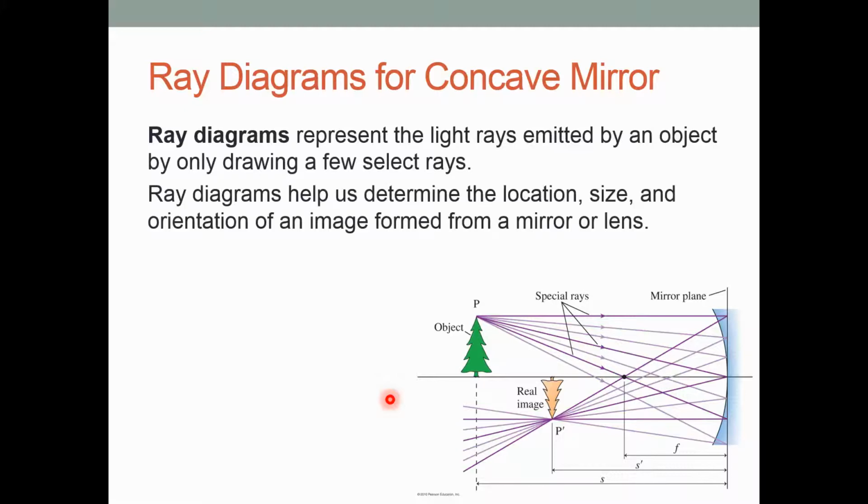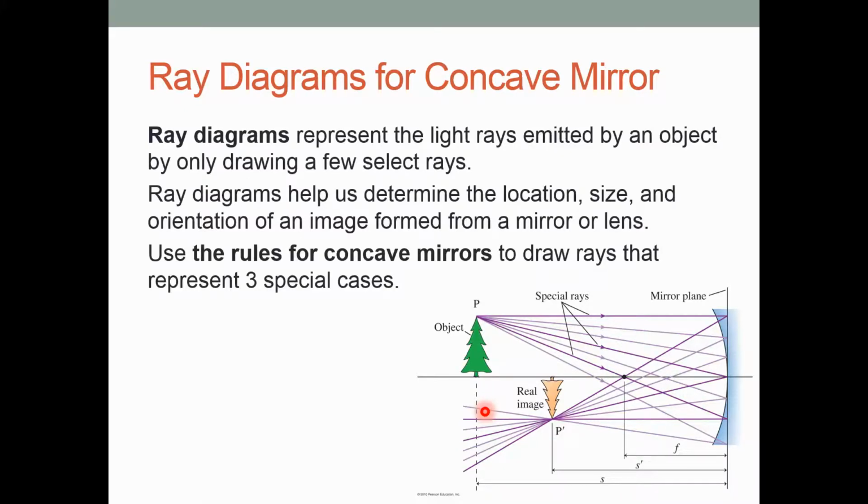Ray diagrams help us determine the location of the image, the size of the image, and the orientation of the image. Is the image upside down? Is it right side up? Is it larger than the object, smaller than the object? How far away from the mirror is the image? All of these we can get from a ray diagram. So we're going to use the rules for each type of mirror or lens to draw a ray diagram. So for the concave mirrors, we're going to draw rays for the three special cases and use that to figure out where the image is.